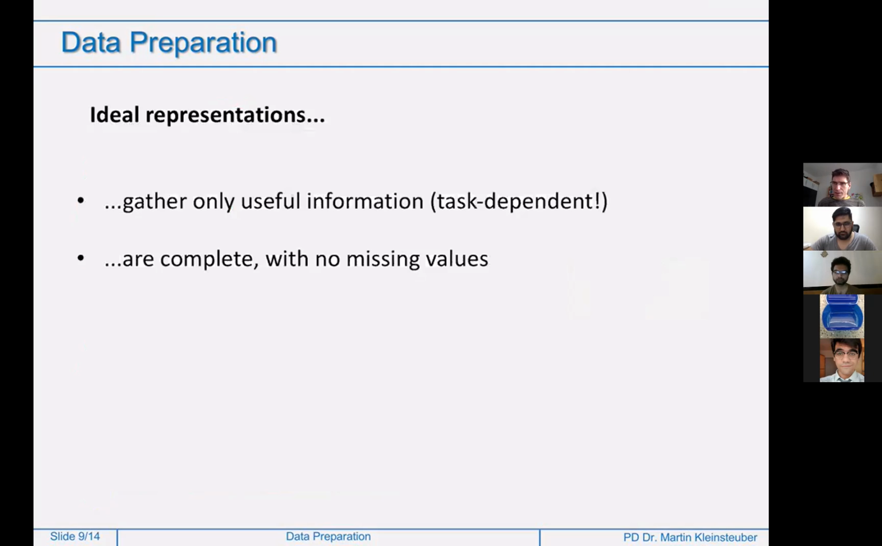There, the data preparation is quite important. I will only give you some guidelines that you should check if you have a practical problem. Have I thought about this? Have I thought about that? Because individually, for each problem, this is an art on its own. Ideal representations of the data gather only the useful information that you have. So this is task dependent. What do you want to do with your data? And that are complete, so that no data is missing.